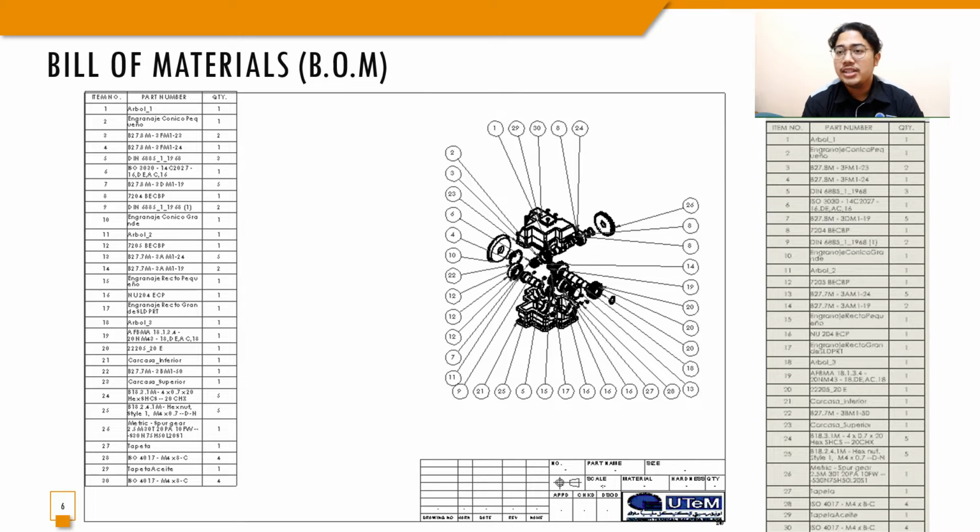Next, this is the bill of materials for our gearbox design. There are a total of 30 different parts in the gearbox. All the parts are listed in the table of bill of materials.